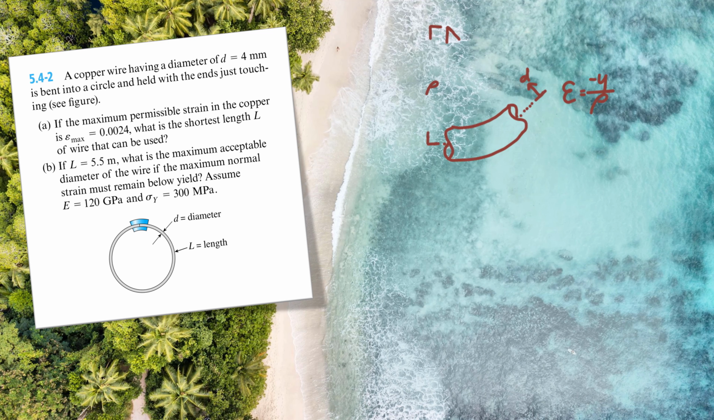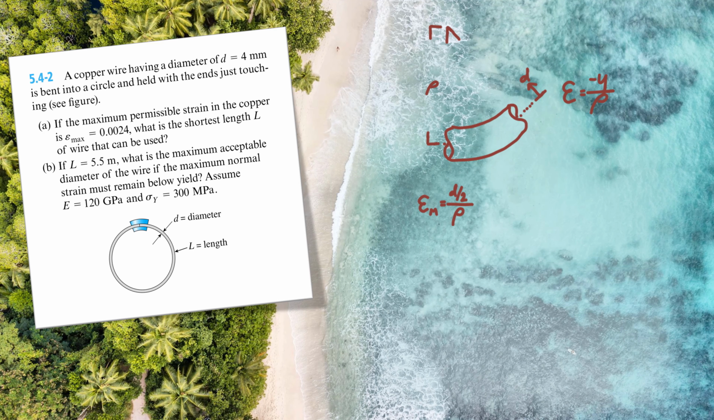So, based on bending of a member, if you bend it about some location and the center of your member is rho distance away, then you're going to have a strain in your member proportional to the distance away from the center of your beam.